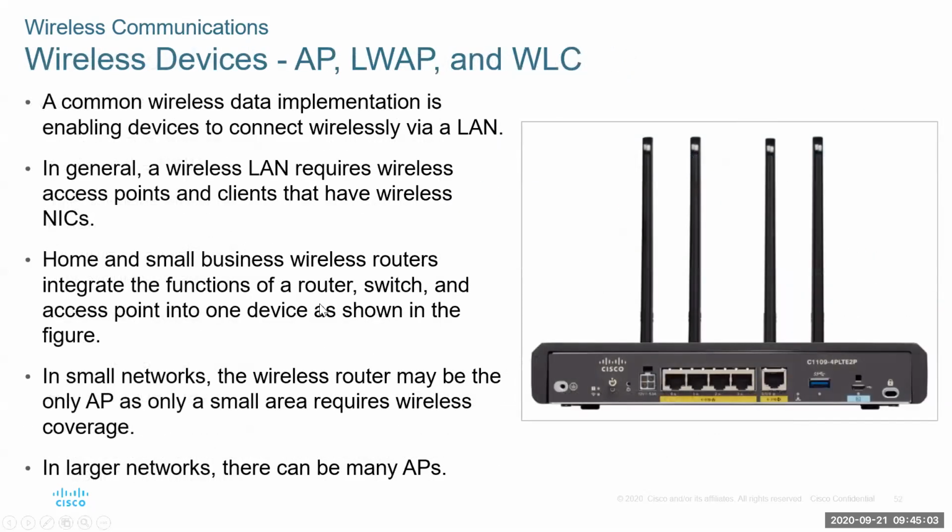There's a bunch of different wireless devices that are out there. In general, you have a wireless LAN that requires wireless access points, and then clients that have wireless NICs. And usually in a home or small business, you're going to have these little wireless routers. You guys are probably familiar with something like these in your home. However, in larger networks, you're going to have what's called access points.